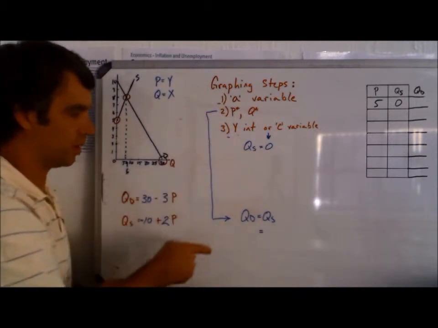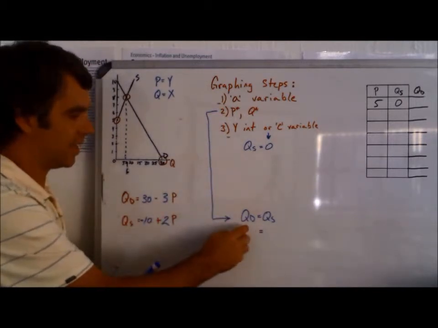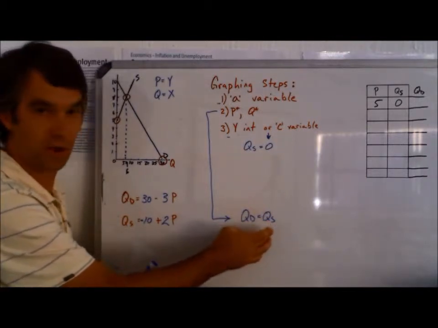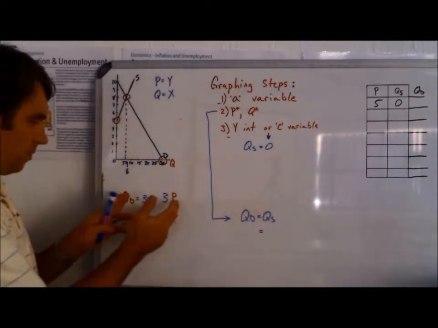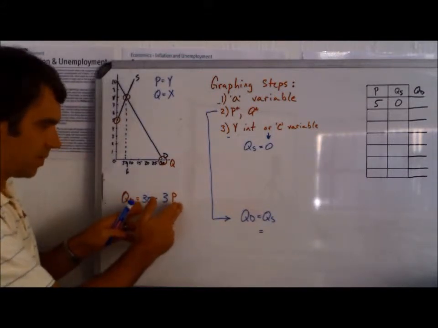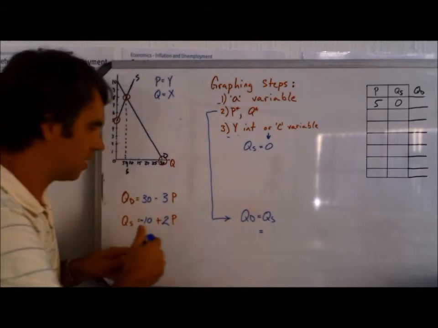Next, let's solve for equilibrium. Well, remember, what we're saying is that this equilibrium point is where quantity demanded is equal to quantity supplied, or this function is equal to that function. So we're going to take 30 minus 3p and substitute it here.